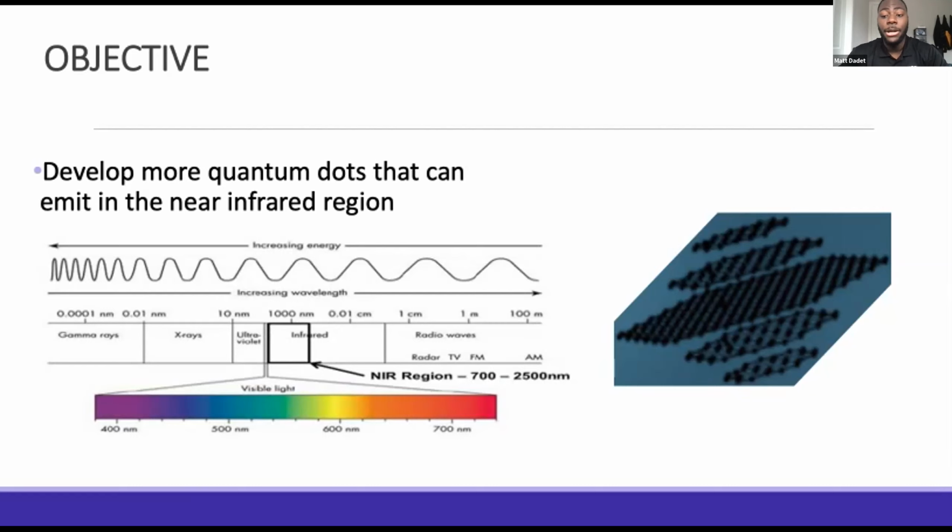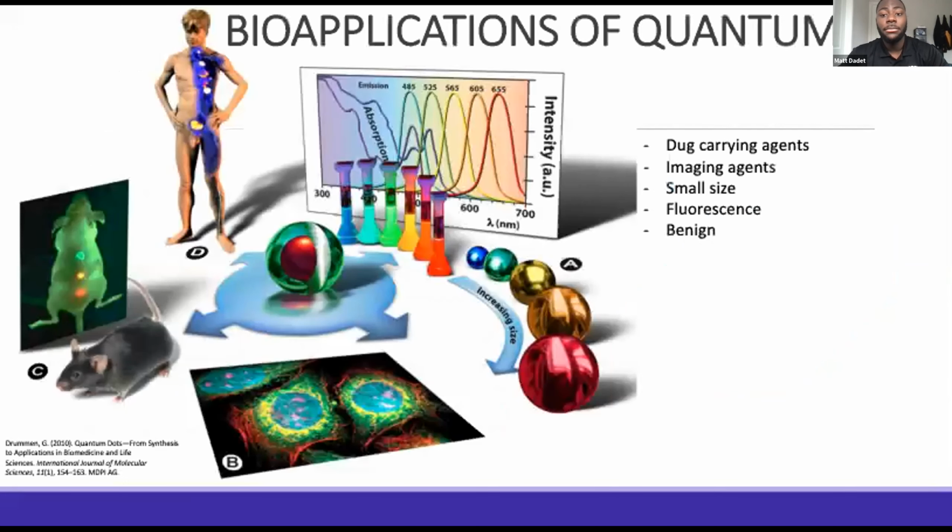While the use of quantum dots has been poised to become an improved method of imaging, there are only a few types that are known to emit light in the near infrared. So our lab has therefore had the objective to seek and develop these unknown types of quantum dots.